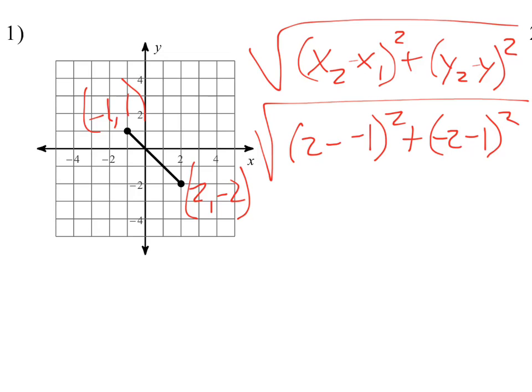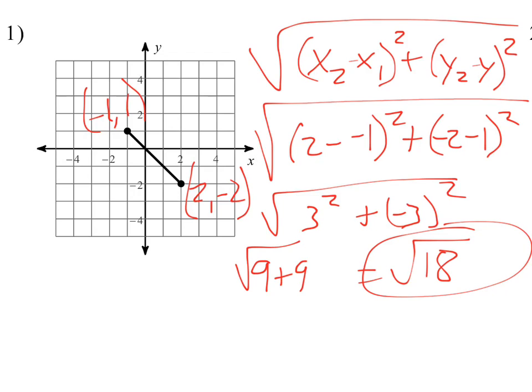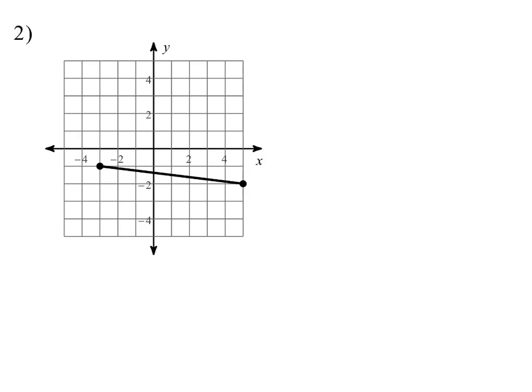And what that'll give you is 3 squared plus -3 squared. And those are both 9. Say the square root of 9 plus 9, which is the square root of 18. And I'm going to stop it right there because I don't want to plug in all this square root stuff. Anyway, brings us to number 2.